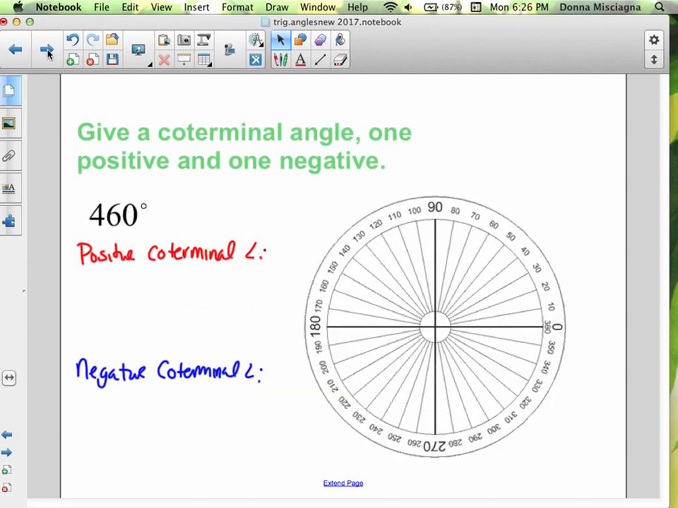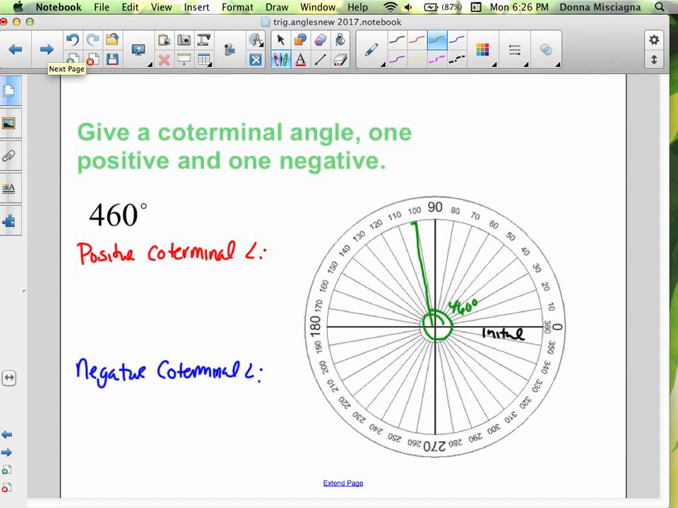We want to find a coterminal angle, a positive and a negative. So 460 degrees. That's going to go all the way around the circle. So that's 360, and then it's got to go 100 degrees more, so it's going to go right there. So here is our 460 degree angle. It goes a full circle and then another 100 degrees. Of course, this is the initial side, and the green side there shows the terminal side. I'm going to write sideways here.